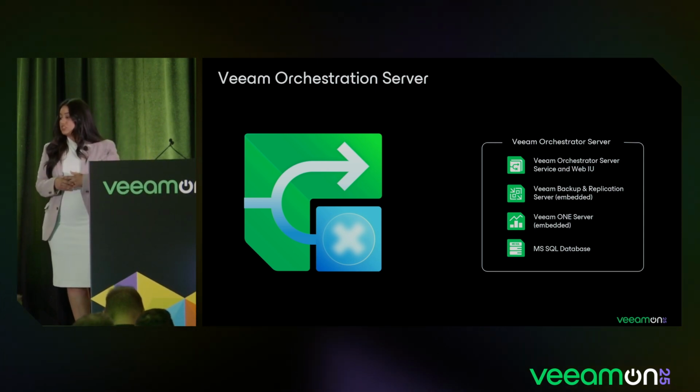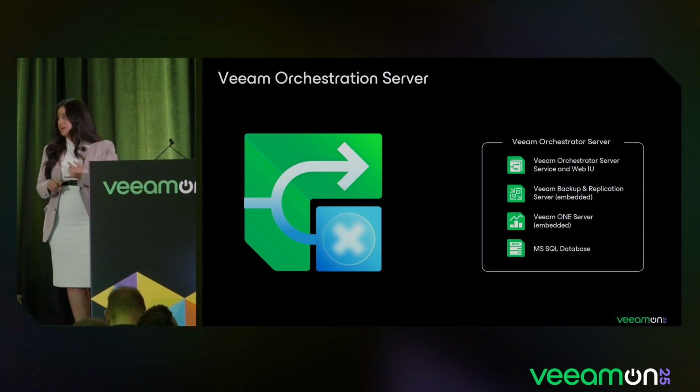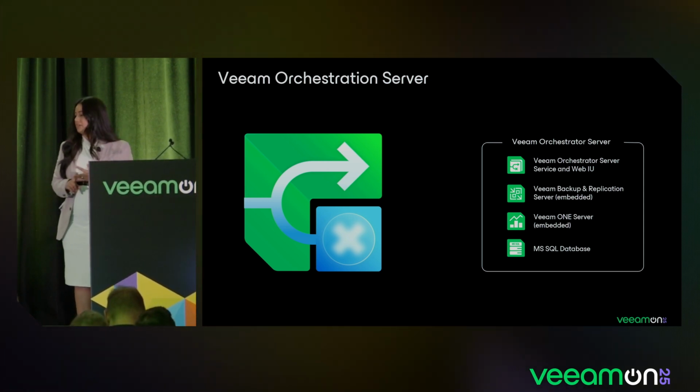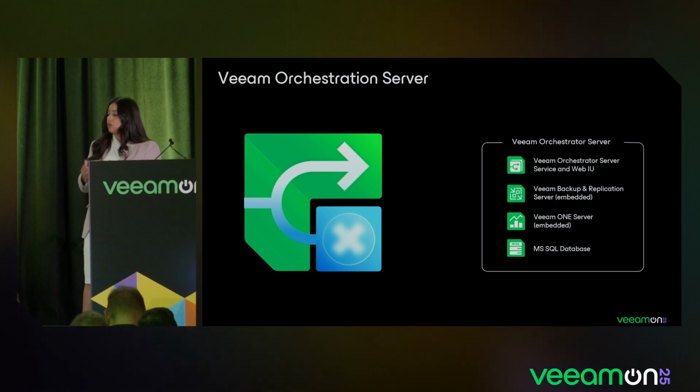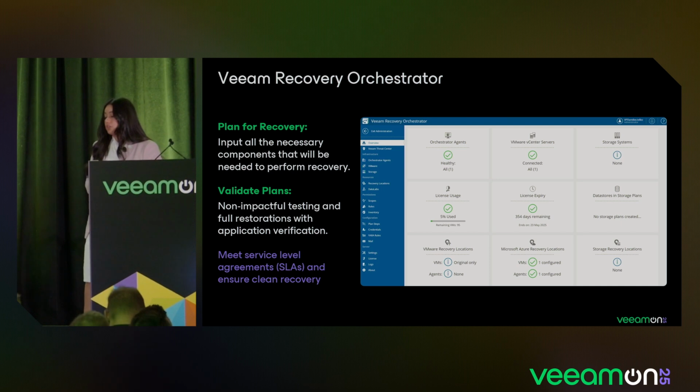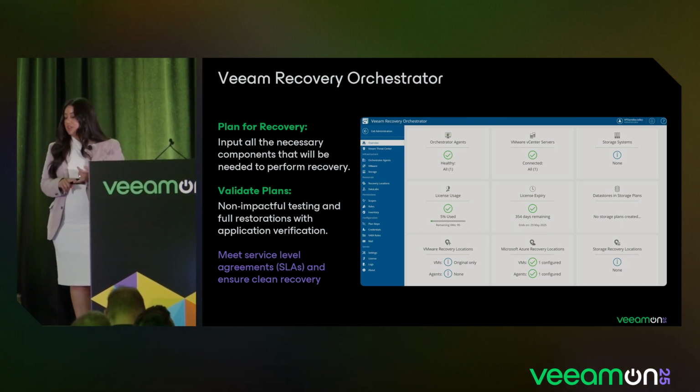And then the VeeamON server, of course, which is going to be the backbone for identifying our categorizations of the data. What do our resources look like? CPU, RAM, that secondary data center, and then the overall reporting structure. Essentially, your recovery orchestrator is going to allow you to plan for recovery and validate those plans.